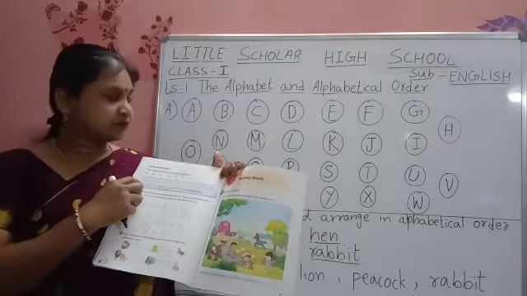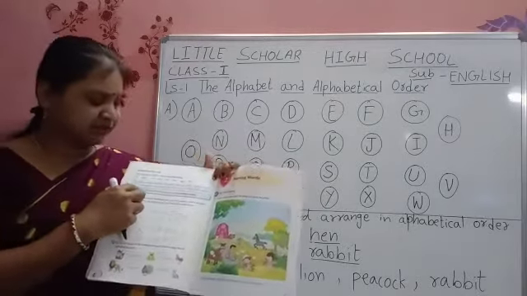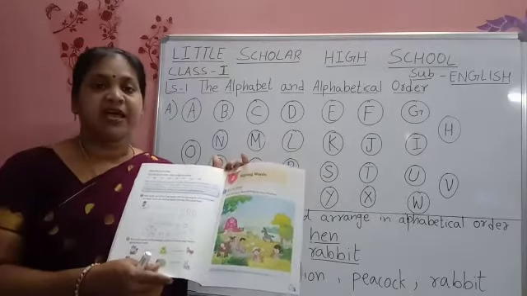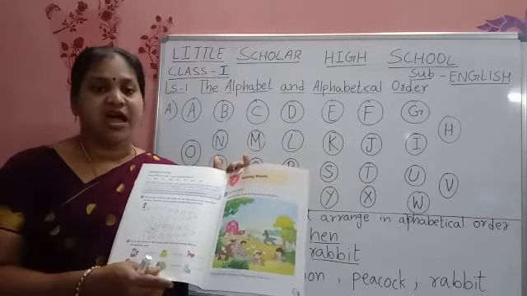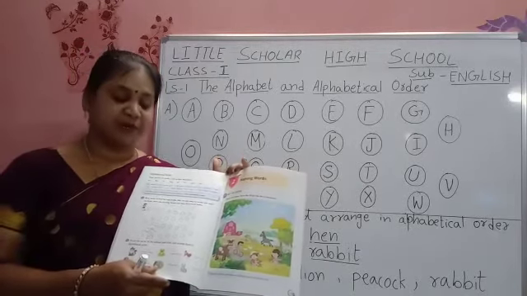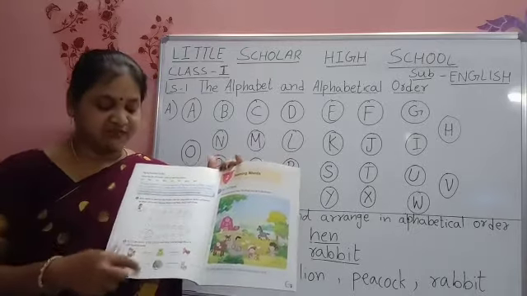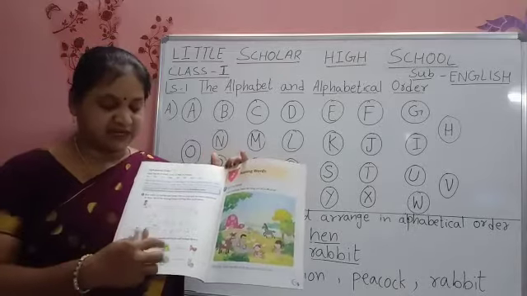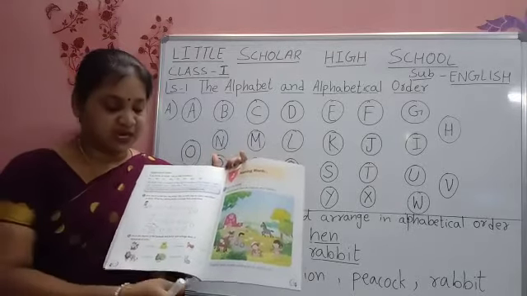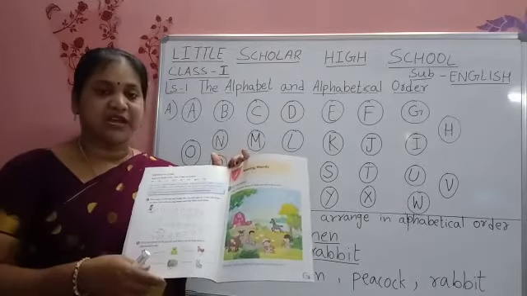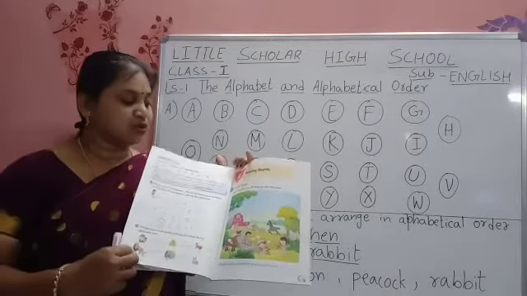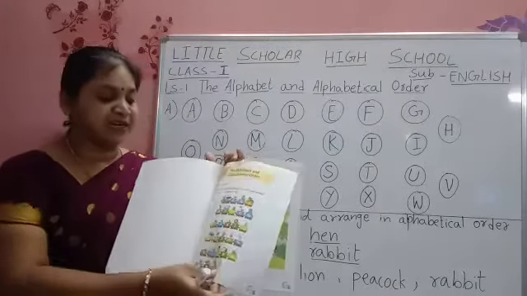Read this: writing words in the order of the alphabet. Come on, repeat after me. Writing words in the order of the alphabet is known as alphabetical order. Try to read this full paper, children. Learn these spellings. Cat, lion, rabbit, you all know. Once again, you will learn all these spellings and you will maintain your textbook very neatly. Is it clear? So, our first lesson is completed.